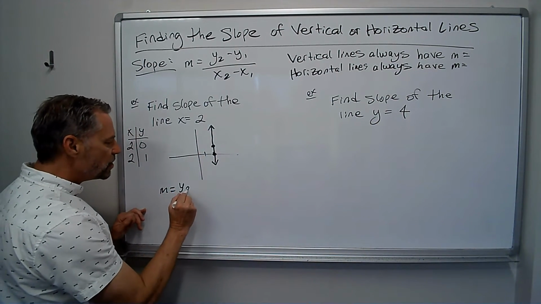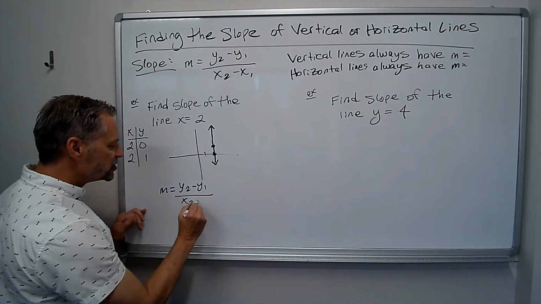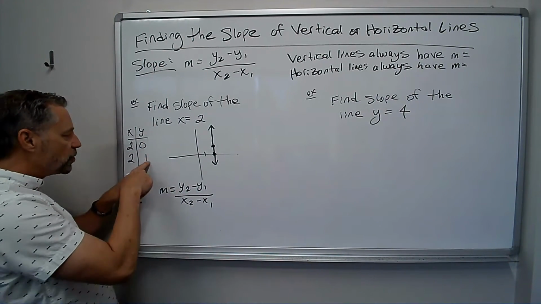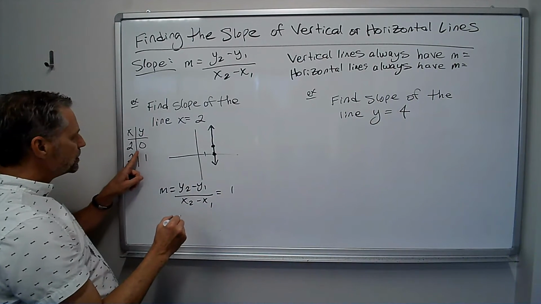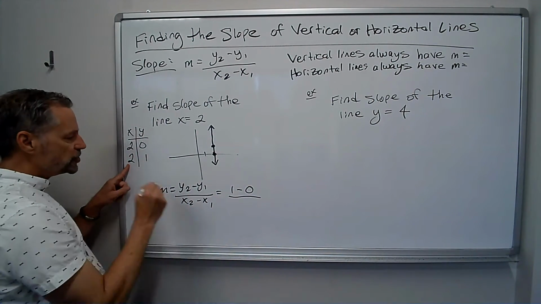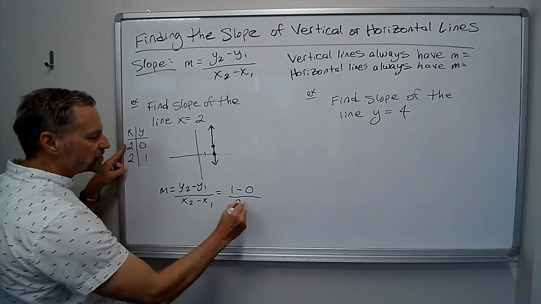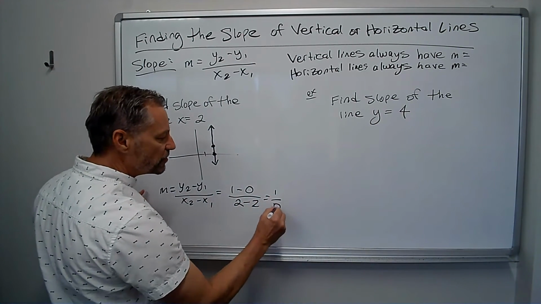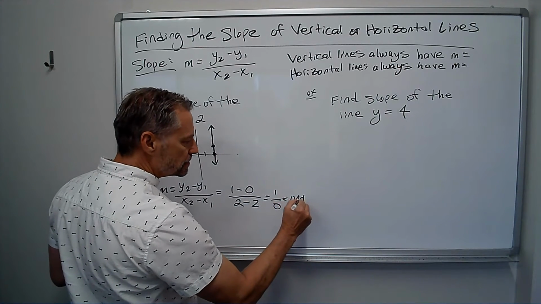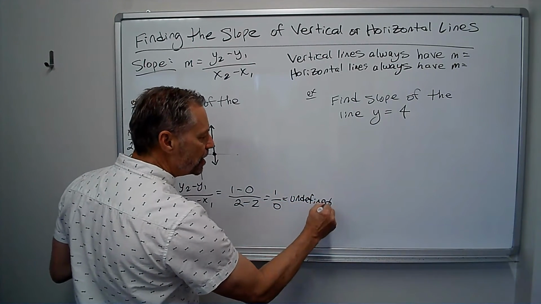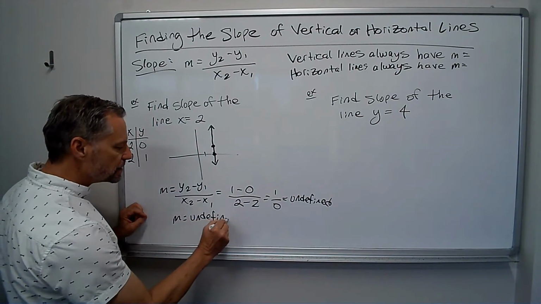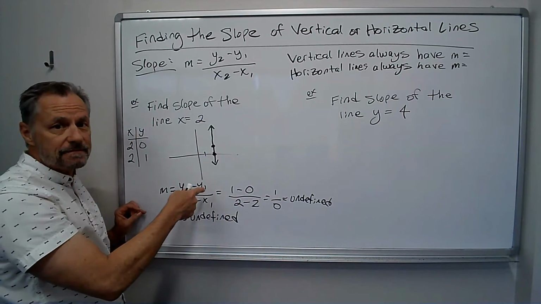So m equals y2 minus y1 over x2 minus x1. This is going to be my first point, my second point. So y2 is going to be 1, y1 was 0, x2 was 2, and x1 was 2. So I get 1 over 0, and remember, that's undefined. I can't have 0 in the denominator, so m is undefined for a vertical line.